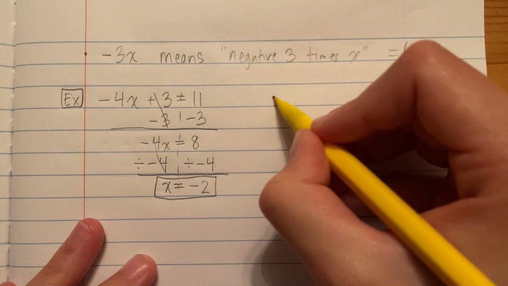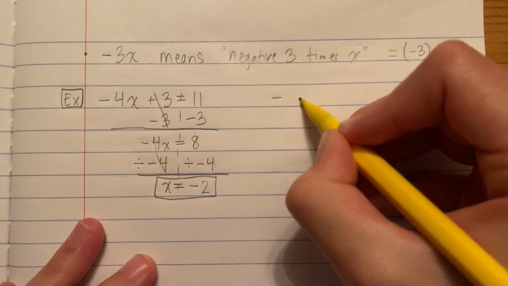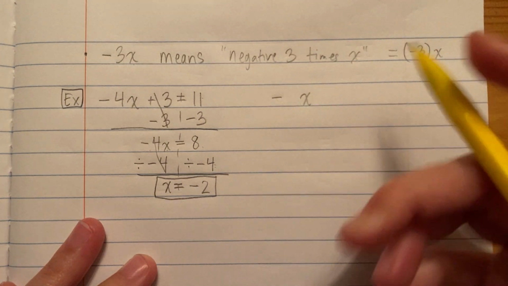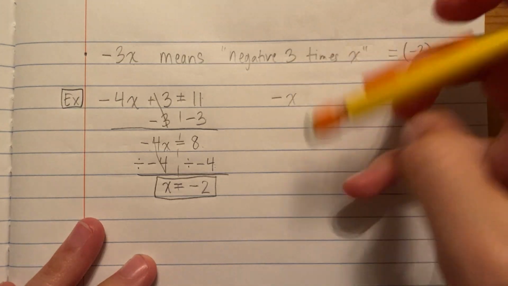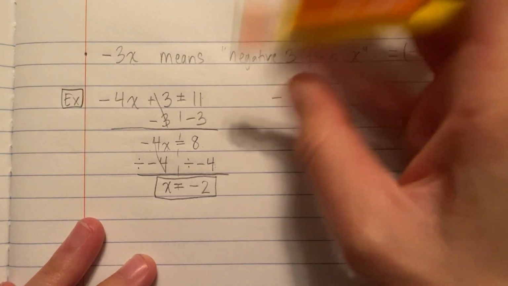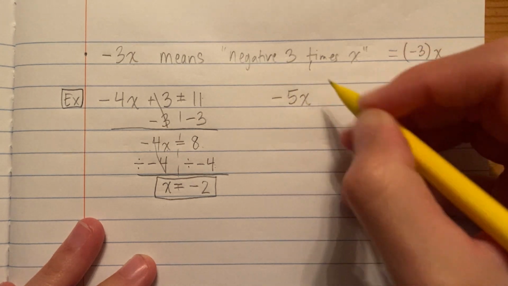Okay, let's take a look at one more example. Something I want you to be aware of: this is -1x. If you have a negative sign in front of an x like this, that's -1x. I'm going to do a different example now, but you're going to see that. You've got to watch out for it.